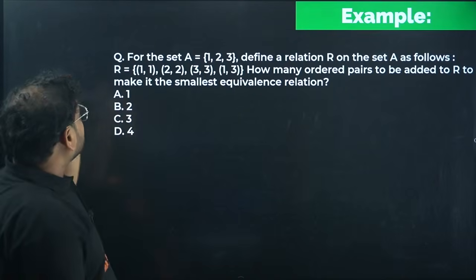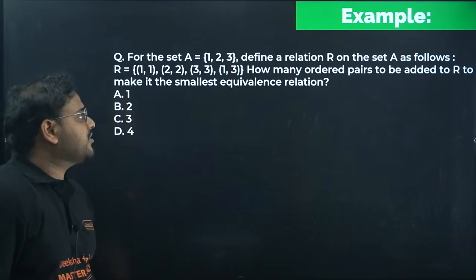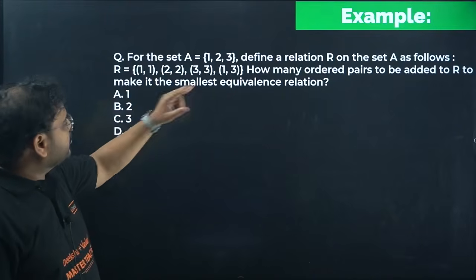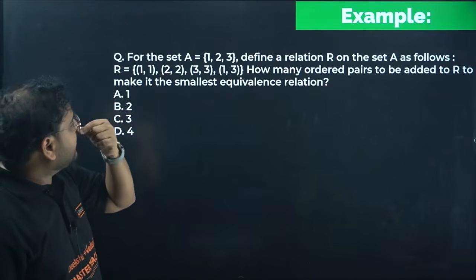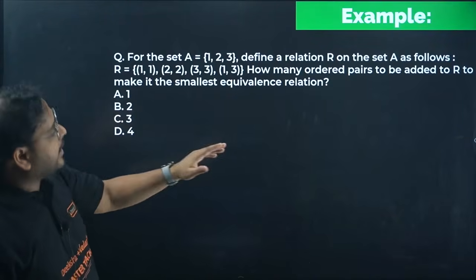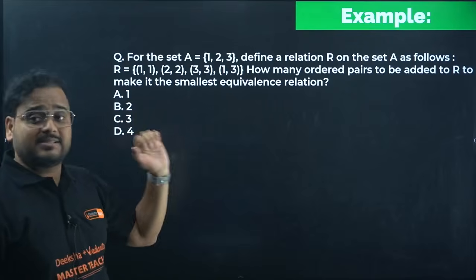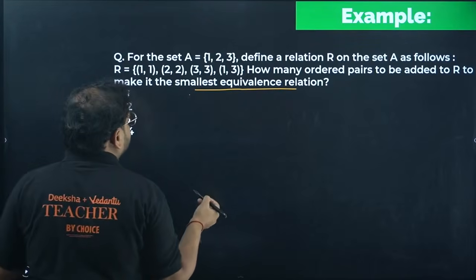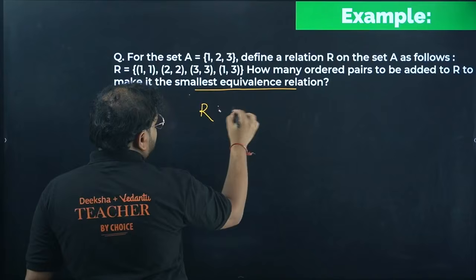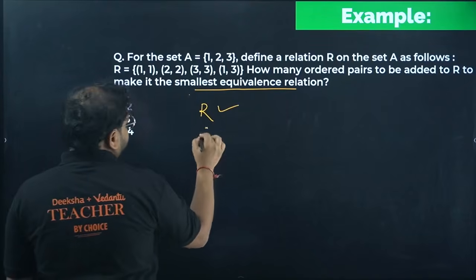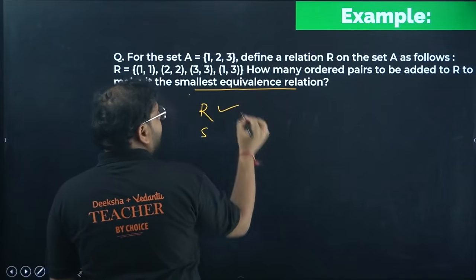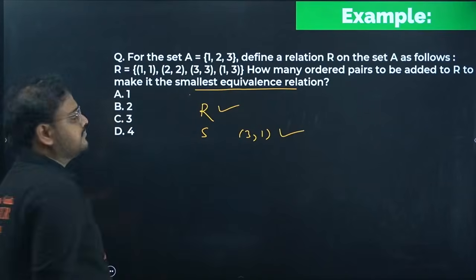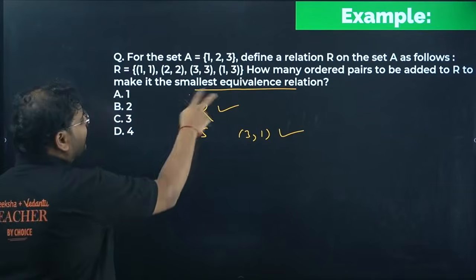Okay, for the set A equals 1, 2, 3, define a relation R on the set A as follows: 1, 1, 2, 2, 3, 3, so reflexive, yes. How many ordered pairs are to be added to R to make it the smallest equivalence relation? Okay, so it's reflexive, yes. Is it symmetric? No. But if I add 3, 1, then it is symmetric, because 1, 3 and 3, 1 are symmetric. Okay, do we need to add anything else?